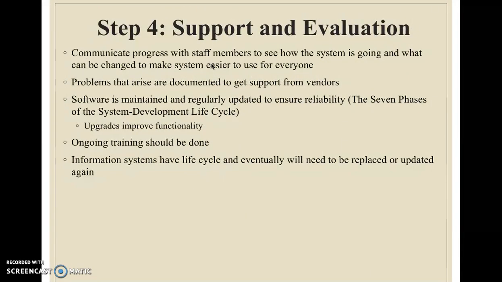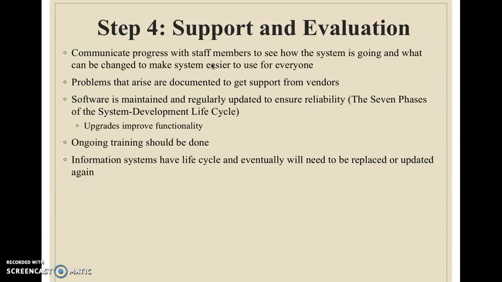The last step is support and evaluation. This step is very important to determine if there are any issues with the system. Staff members should communicate and let management know if there are any changes that can be done to make it easier for everyone. Providers also need to let management know if there is anything that needs to be changed, eliminated, or added. Any issue that occurs needs to be documented and talked to with software support or the vendor to be changed then or to be included for future updates.